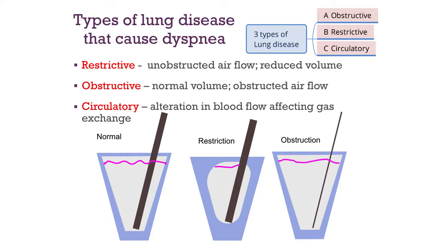Circulatory, like we mentioned previously, is your perfusion side of things. And that is simply, are you bringing in enough blood to pick up the gases that are being exchanged and diffused back and forth across the alveolar membranes? So that's your third category. We're going to be predominantly focusing on restrictive and obstructive lung diseases, although circulatory would be something like a pulmonary embolism.